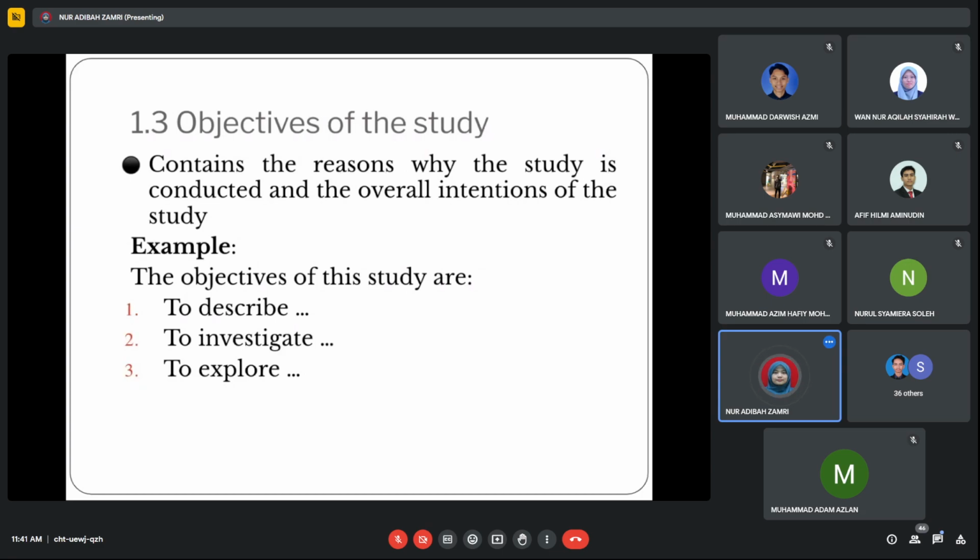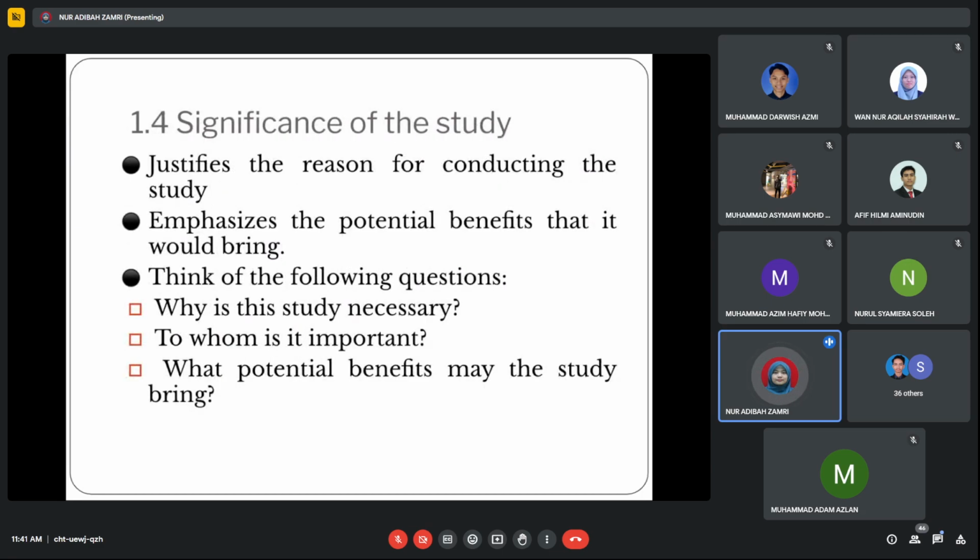Next is the significance of the study. Justify the reason for conducting the study. You have to give the reason why you conduct the study, and then emphasize the potential benefits it would bring. Think of the following questions. Why is this study necessary? To whom is it important? What potential benefits may the study bring?